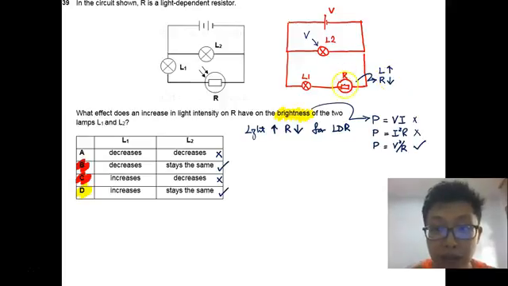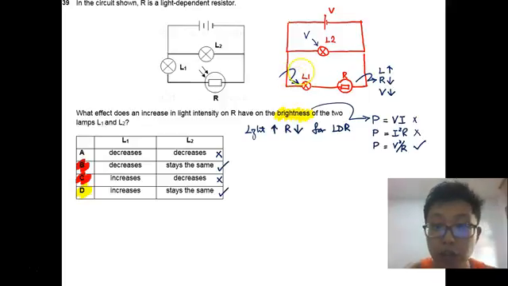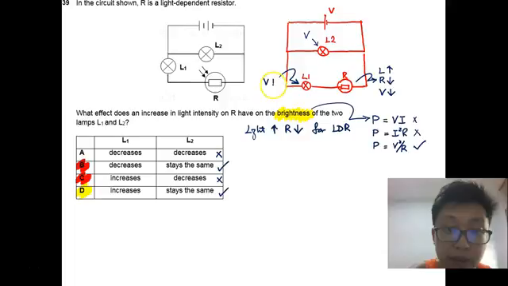Because your R and your L1 are connected in series, the voltage across these two is going to be shared by L1 and R, and the sharing depends on the resistance of each component. The higher the resistance, the greater the share. Since the resistance of R has decreased, its share of voltage will naturally decrease. In other words, the voltage across L1 would increase.